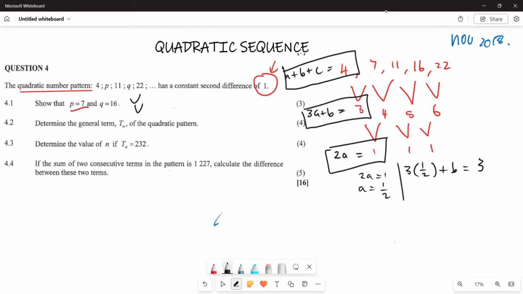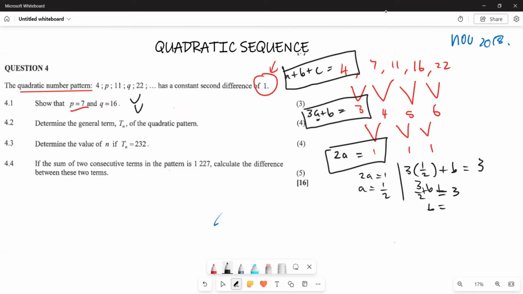Remember what we've done, we simply substituted a that we found here in this second equation, right? So this is same as 3 over 2 plus b is equal to 3. Then therefore the value of your b that you are finding here, when you plug in your calculator, is going to be given by 3 over 2 again, right?